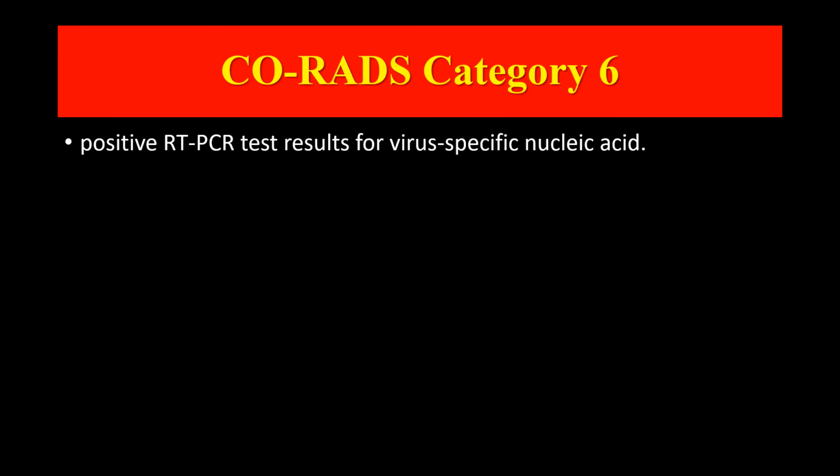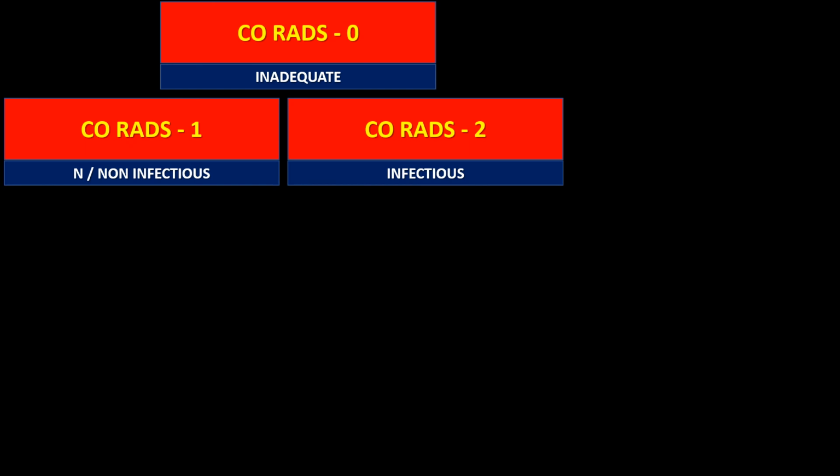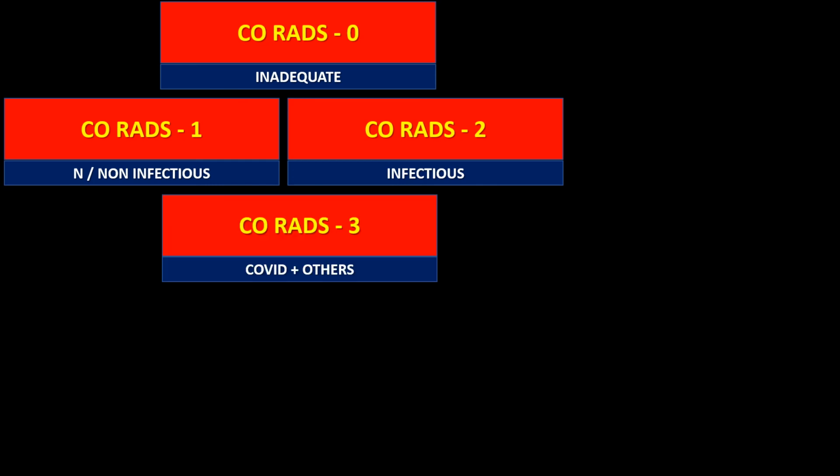CO-RADS category 6. What this tells us is that whatever the appearance on HRCT may be, this given lesion is a COVID-19 lesion. So CO-RADS 0, what does it tell? It tells that this is an inadequate study. I cannot report with this. CO-RADS 1 is either normal or non-infectious conditions like fibrosis, emphysema, or other conditions. And CO-RADS 2 is any infectious condition: bronchitis, bronchiolitis, lobar pneumonia, bronchopneumonia, abscess. CO-RADS 3 tells us that it may be COVID, or it may be other conditions, not COVID. Both features are present, we cannot determine it.